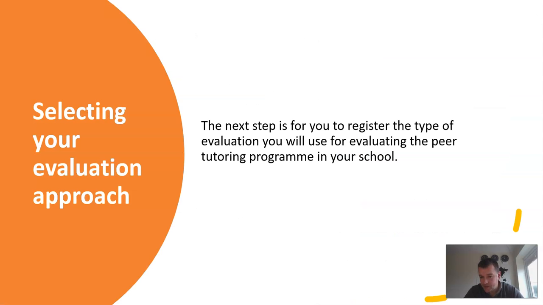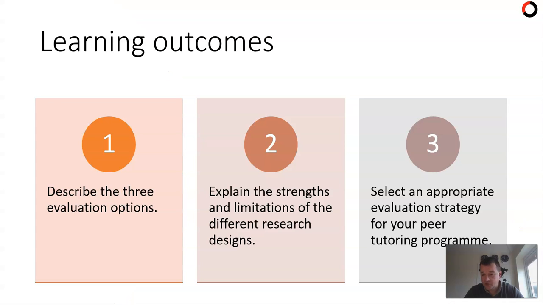So the next step as part of the course is for you to decide which type of evaluation you will use and then to register this on the evidence base for us. So that's the end of this micro lecture. We've hopefully gone through describing the 3 evaluation options. We've then explained the strengths and the limitations of different research designs. And then this should hopefully allow you to select an appropriate evaluation strategy for your peer tutoring program in your school.